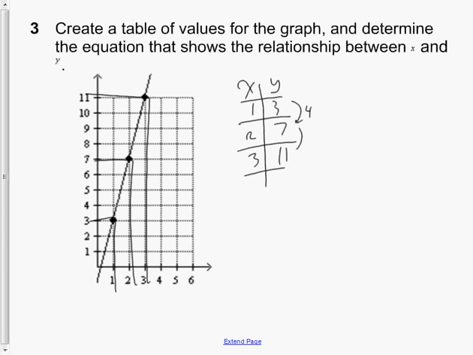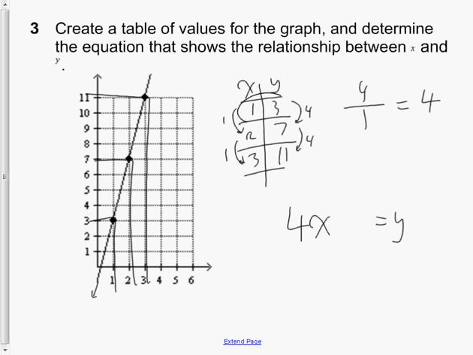So our difference here is 4. Our difference here is 1. Remember, the difference in the y divided by the difference in the x will equal your coefficient. So the relationship between x and y, your coefficient will be 4. Now to find your constant, you can do one of two things. You can see where the line crosses the y-axis, but we can't see it.